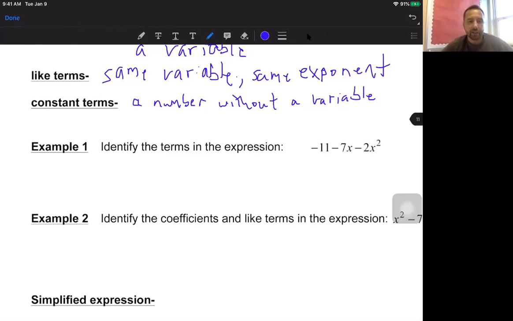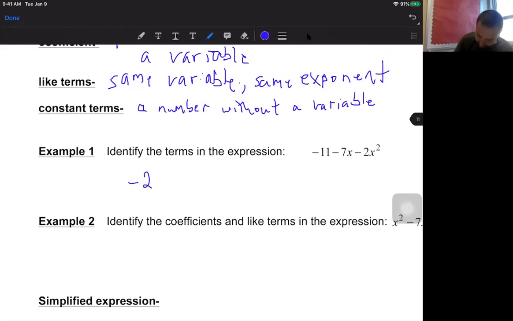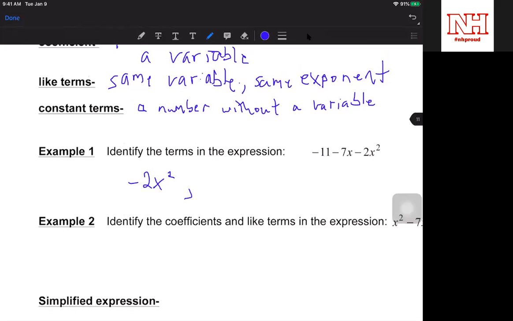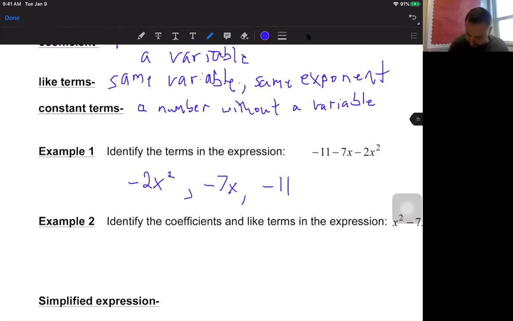If we were going to rewrite this, which term would we rewrite first? Which one has the highest power? 2x squared. Awesome. So the first one we write is negative 2x squared. And then, just because it says identify, I'm just going to put a comma here. The next one would be what? Next term we would use? Negative 7x. Awesome. And then lastly would be your constant term, which is negative 11.